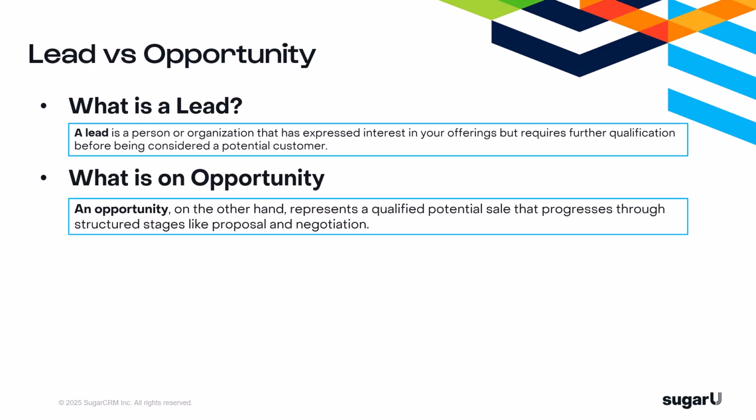An opportunity, on the other hand, represents a qualified potential sale that progresses through structured stages like proposal and negotiation. Opportunities are tied to expected revenue, which supports sales forecasting. They include key deal details such as sales stage, expected close date, and potential revenue amounts.